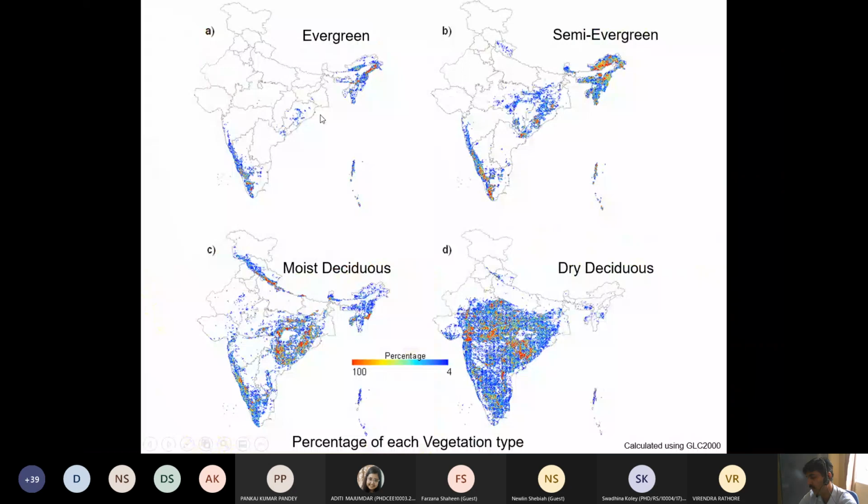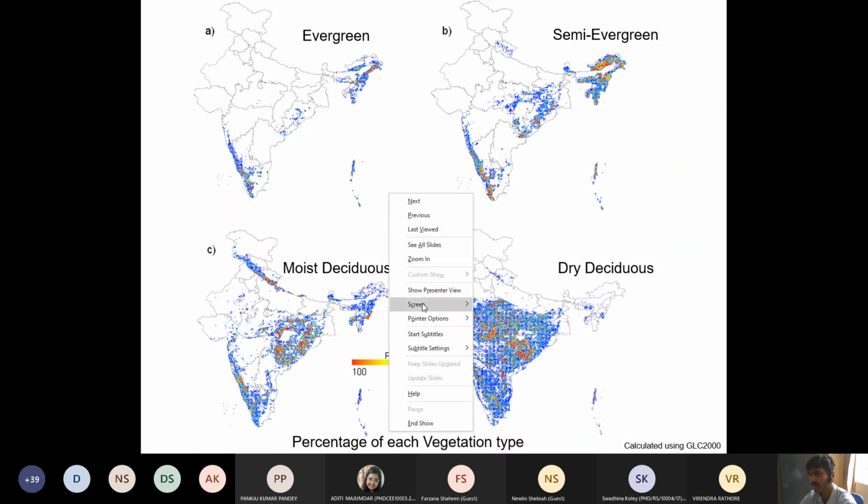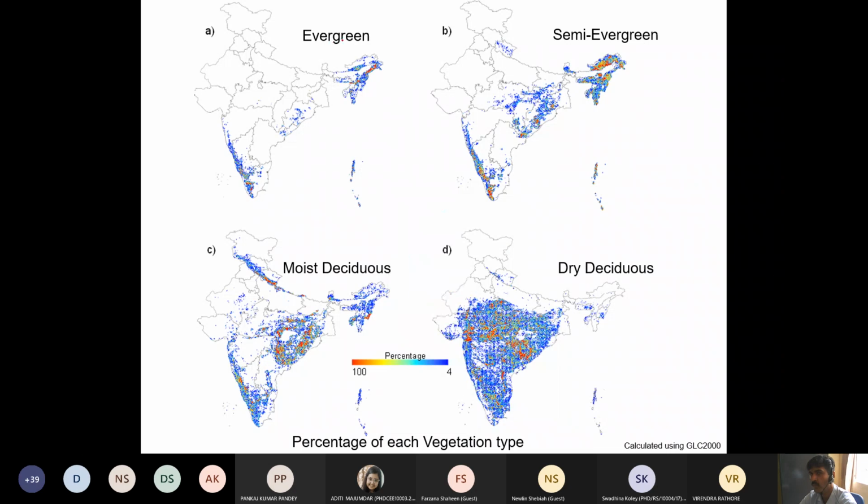Now, after undergoing this proportion estimate, wherever you see the red color, those are the areas where that particular species is dominant. For example, you see evergreen. Here you can see the Nagaland region somewhere that is dominant. Even in Kerala it is dominant, but I could not see much dominance in Maharashtra or Karnataka. Okay, there are very few.